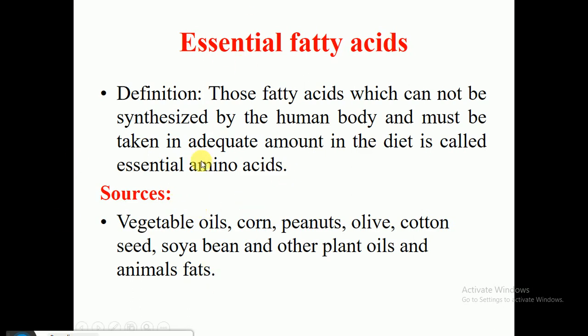Examples of essential fatty acids are vegetable oils: corn, peanut, olive, cottonseed, soybean, and other plant oils and animal fats. These are the classical examples of essential fatty acids.